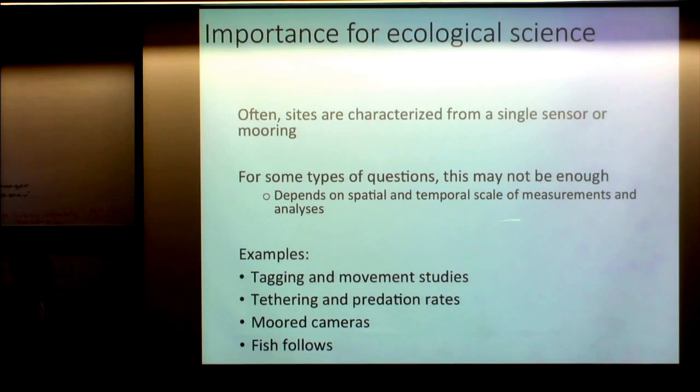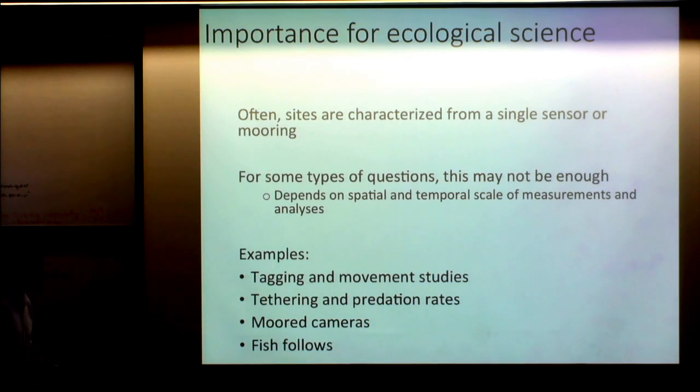But for some kinds of questions that are very spatially and temporally explicit in their measurements or in their analyses, so not that you're necessarily trying to tie the ecology to that spatial scale, but the measurement that you take represents a very specific place and a very specific time, and you're treating those measurements as different measurements. These variabilities may be important in some of your data.